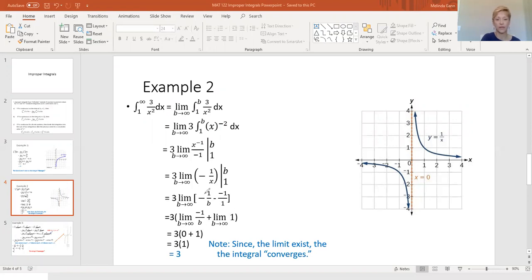But let's make sure we understand this. This b is getting bigger and bigger, like 10. So -1/10. Maybe it goes to 100, -1/100, -1/1,000.